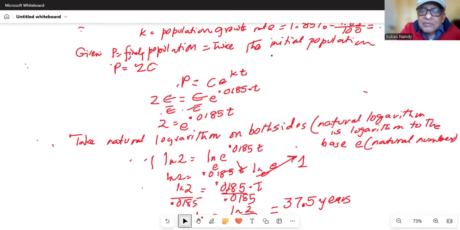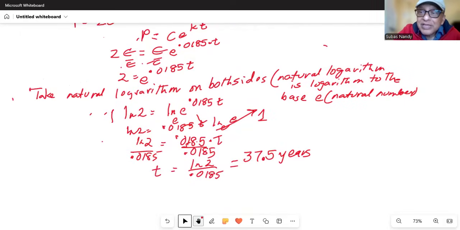0.0185 times t. Now I will divide by 0.0185 on both sides because my goal is to solve for the time it takes to double the population. Hence it will be ln of 2 divided by 0.0185. At this point we have to use the calculator to find the value of natural logarithm. Ln of 2 divided by 0.0185 works out to 37.5 years.